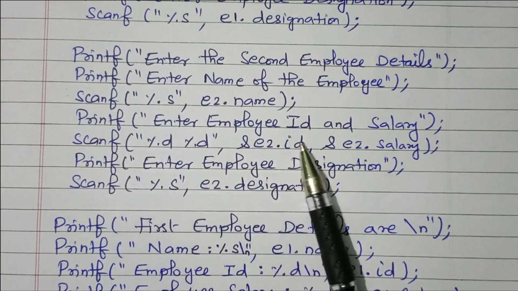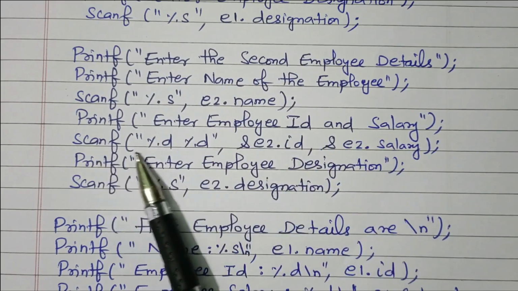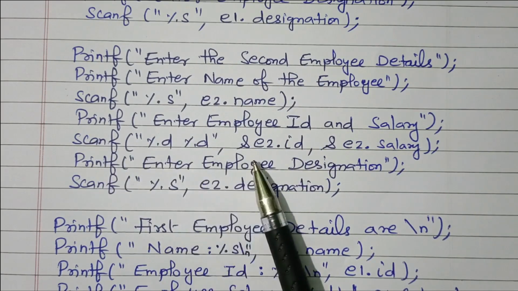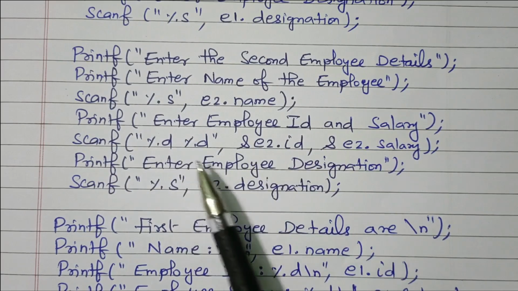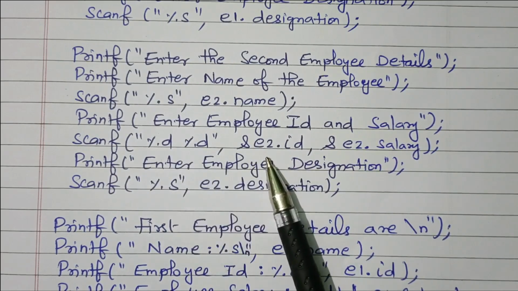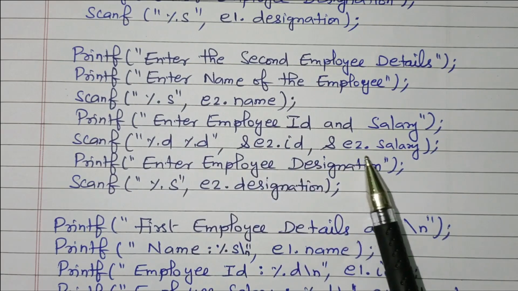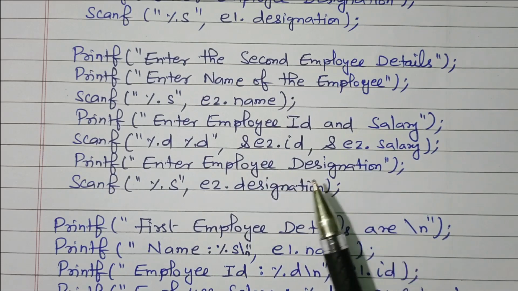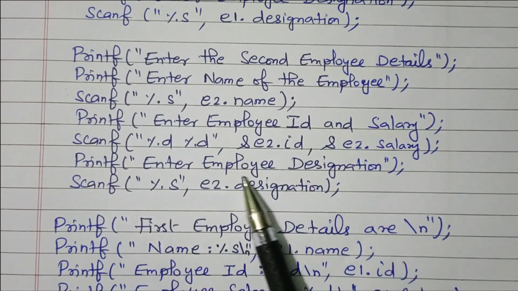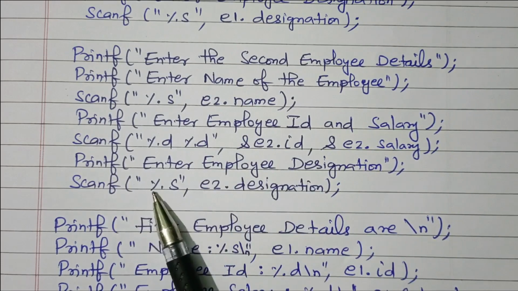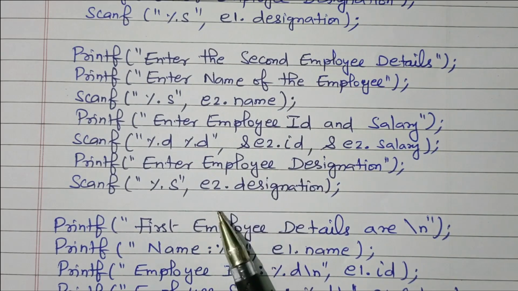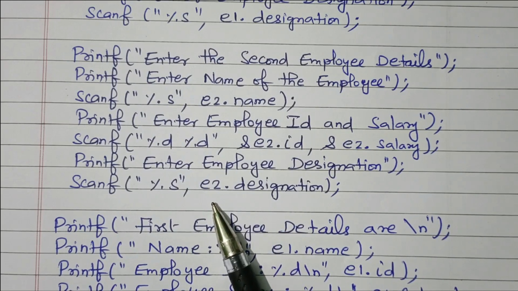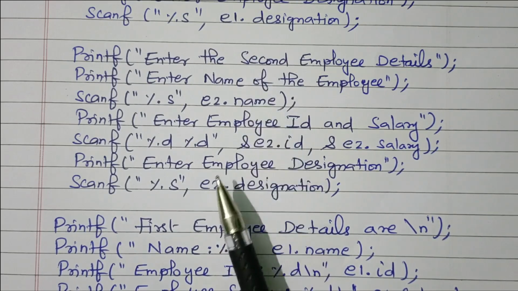Printf, enter employee ID and salary. Scanf, %d and E2 dot ID and E2 dot salary. So these two are the integer variables. E2 dot ID refers to the second employee ID, E2 dot salary refers to the second employee salary. Printf, enter employee designation. Scanf, %s, E2 dot designation. Right. So E2 is the second employee. Now we got the second employee detail also.